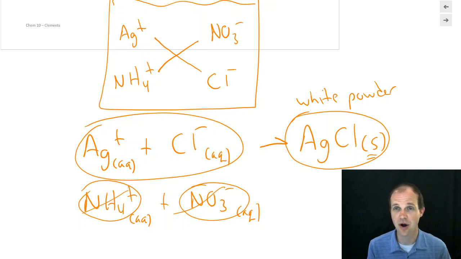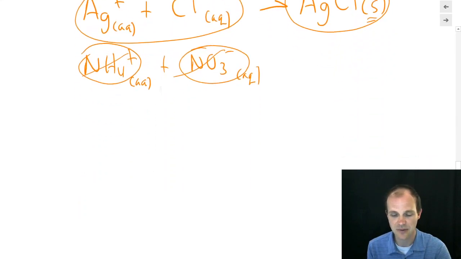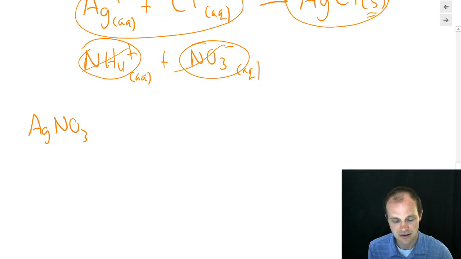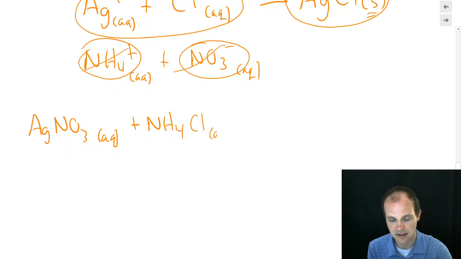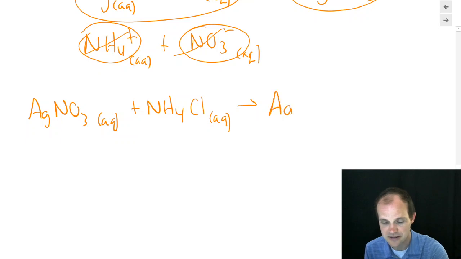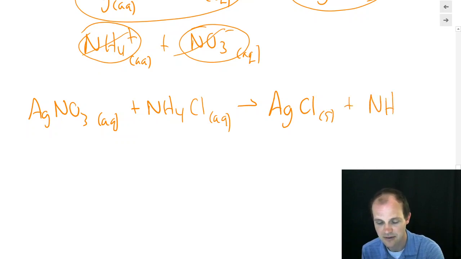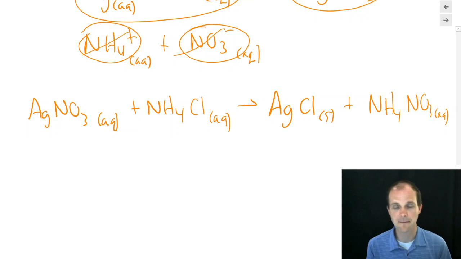So what we're going to do is write an overall reaction for this. We're going to write a reaction that contains what we started with and what we end with. And so what we started with was silver nitrate, aqueous, means dissolved in water, and ammonium chloride, aqueous, dissolved in water. And what we formed was silver chloride, and that one made a solid because it was on our solubility list as being insoluble. And then we paired up the ammonium and the nitrate. And so this is what our balanced reaction looks like for this particular reaction.